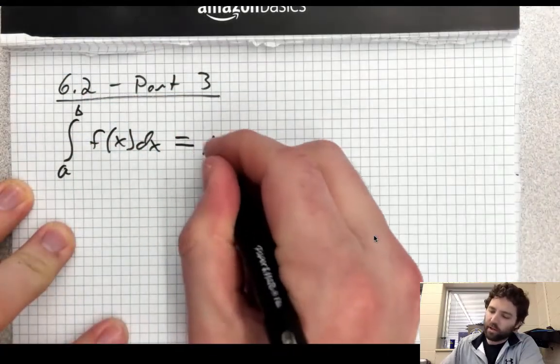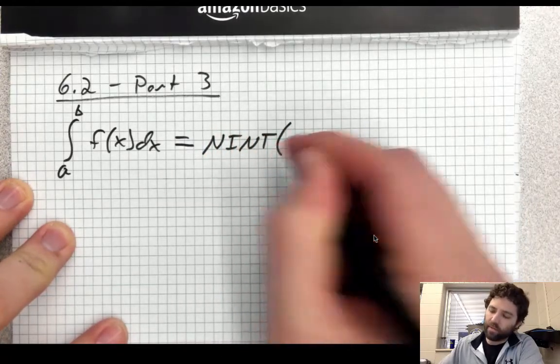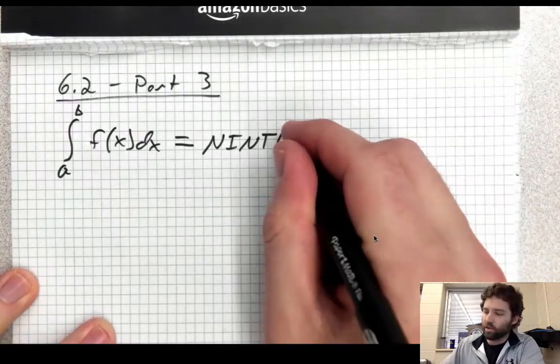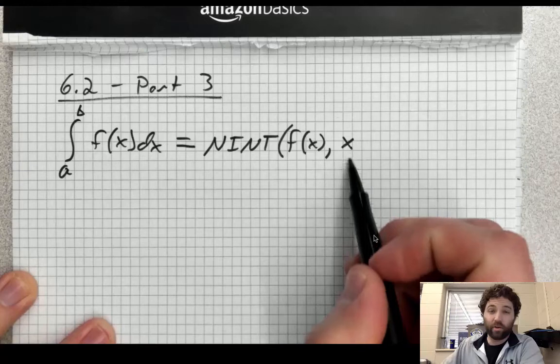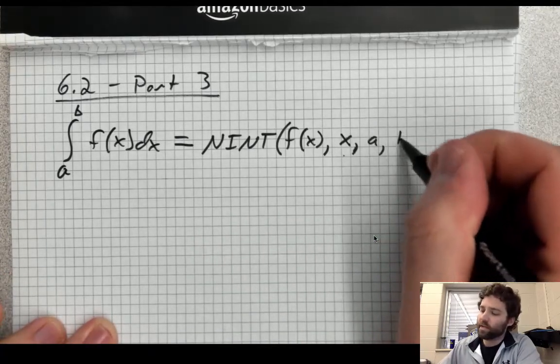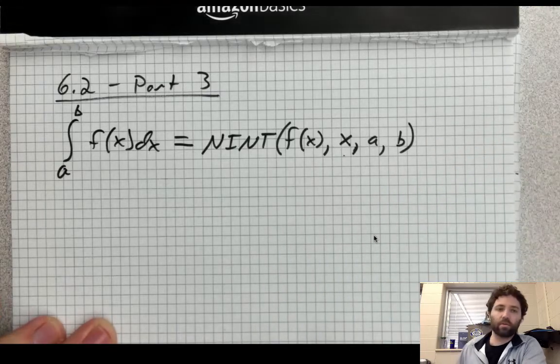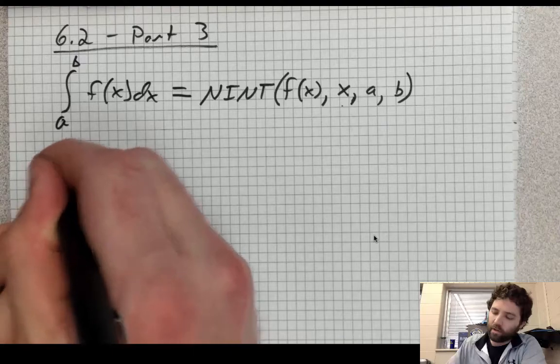in your calculator you're gonna put in nInt. I'll show you that command in there in a second. You're gonna type in the function, comma, x, because you have to tell it what variable you're integrating with respect to. Then you're going to put in a and b, that's the lower and the upper bound in that order, and that will compute the integral for you. So let's just do an example of that real quick.